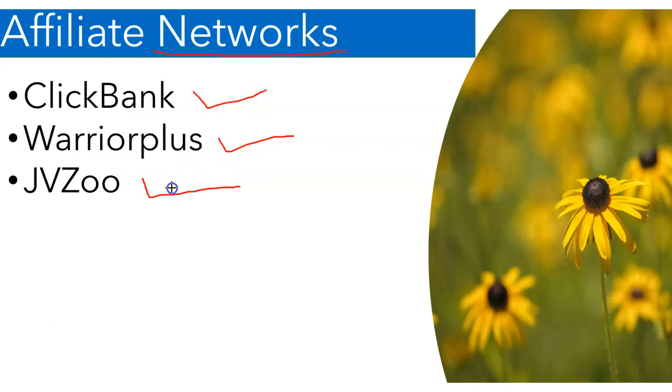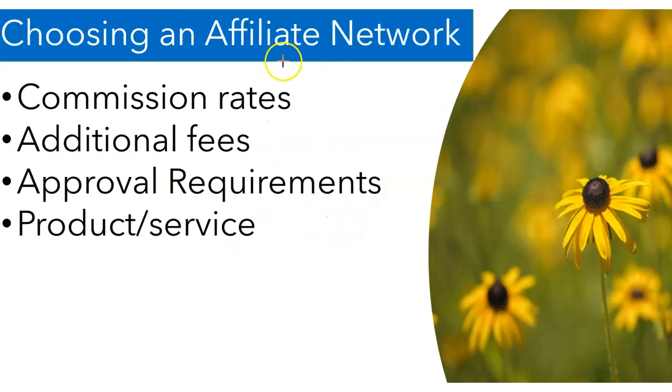I know that Warrior Plus and JVZoo, as a beginner, it becomes challenging. Most vendors, they don't approve links for new beginners. But the choice will be yours at the end of the day. These are the affiliate networks that you can start with for now. There are other networks out there, but these are the main ones that I'm going to focus on throughout my training. So now you have identified the programs that you can promote and the platform that you can register with, sign up with, to be able to promote the products that are sold by other vendors.